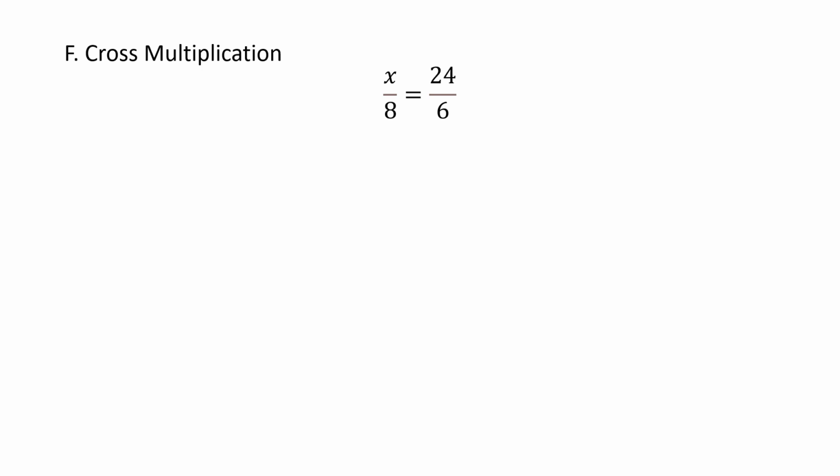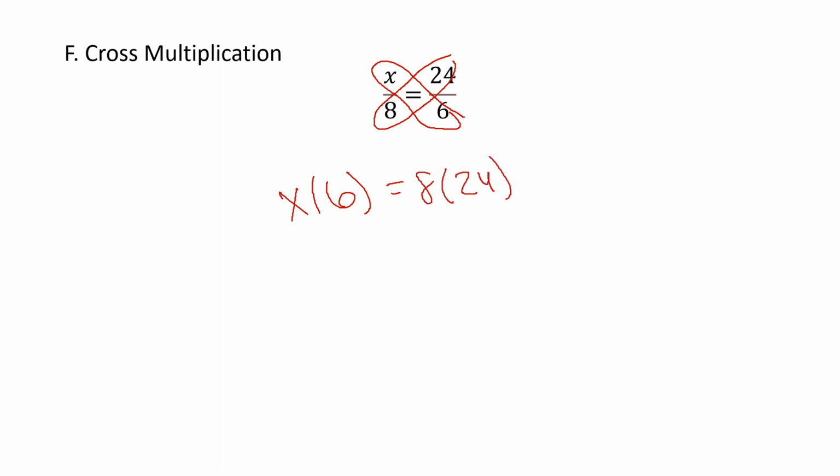And here's what you have to remember. Cross multiplication only works if there's an equal sign. If it is multiplication, you just multiply. So what we're going to do is cross multiply. We're going to do top times bottom equals bottom times top. So x times 6 equals 8 times 24. Now x times 6 is just 6x. 8 times 24 is 192.